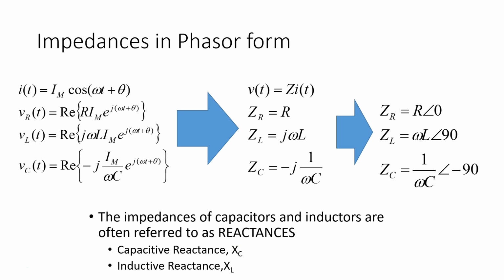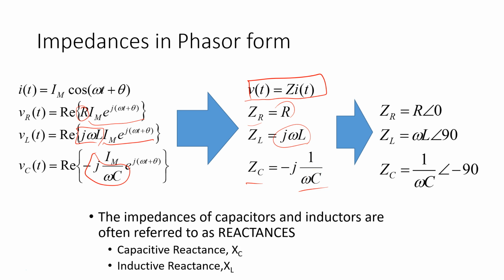I know that I is Im cosine omega t, and V is equal to Z, the impedance, multiplied by I. If I look at these phasor forms, for VR I multiply I by R, so ZR, the impedance of R, is R. Similarly, for VL I have the I term and then j omega L in front, so ZL is j omega L. And for C, ZC is minus j on omega C. These are what I would call the phasor impedances.